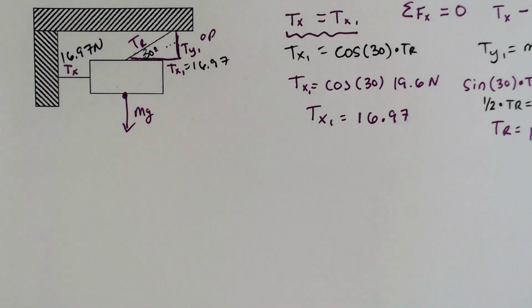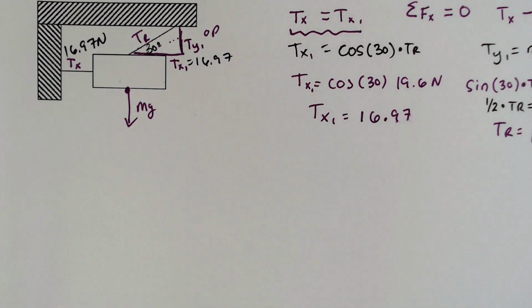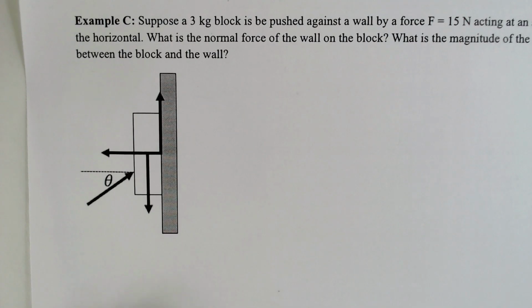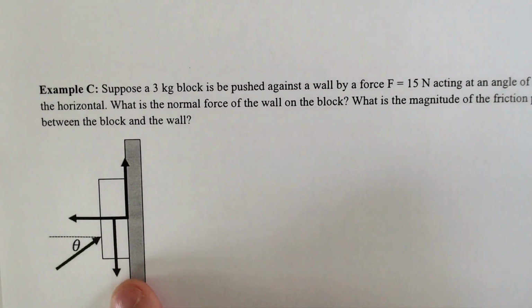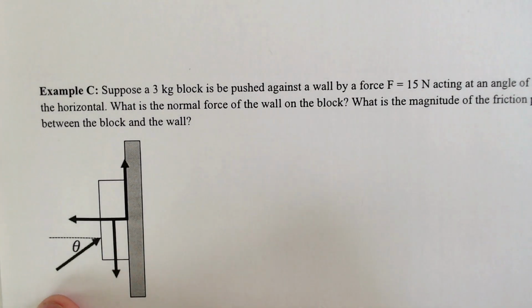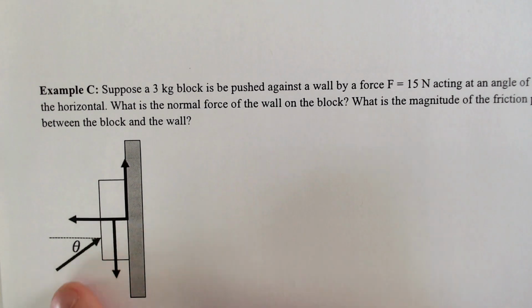Okay? Moving on to another one. This next one is going to be a very similar thing, but instead of dealing with the tension being on the horizontal part, it's going to be kind of like pushed upwards. All right, so we got this 3 kilogram block. It is being pushed upwards by the wall with a force of 15 newtons.